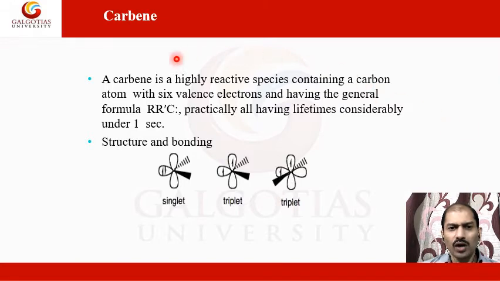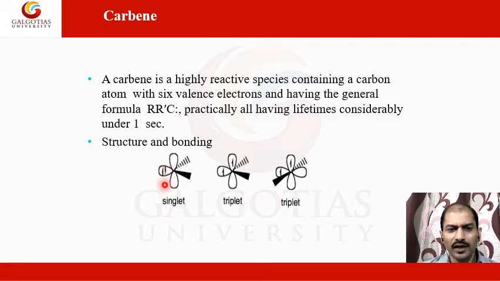So now carbene is another topic which is also very important. A carbene is a highly reactive species containing a carbon atom with 6 valence electrons, so it is 2 electrons short of the octet. It is represented by the general formula R2C, with a lone pair of electrons, which can be in either a triplet state or a singlet state.